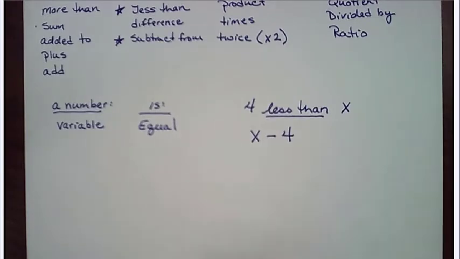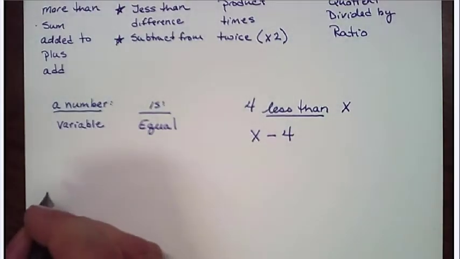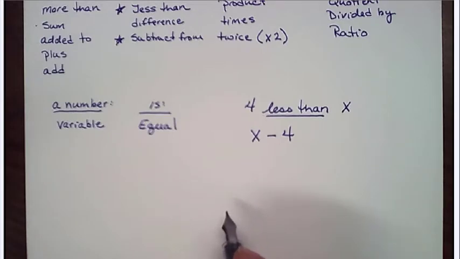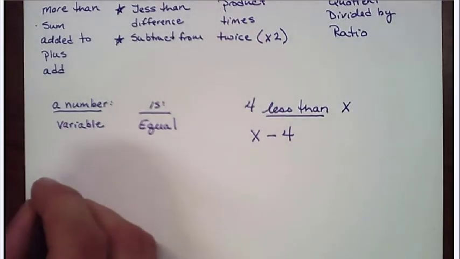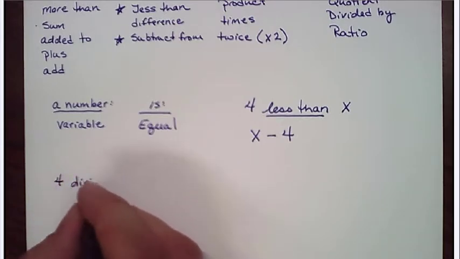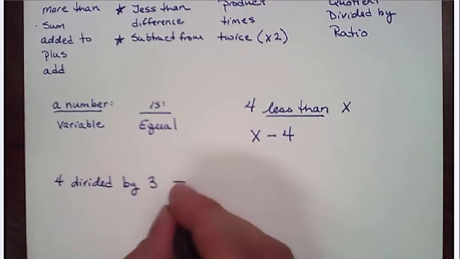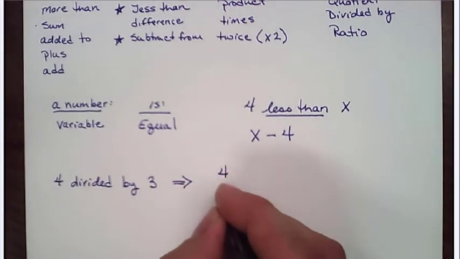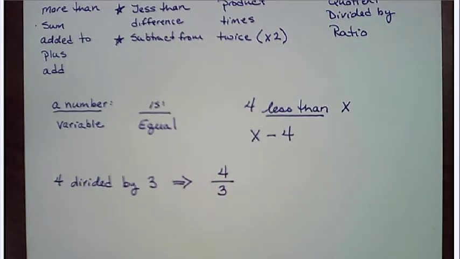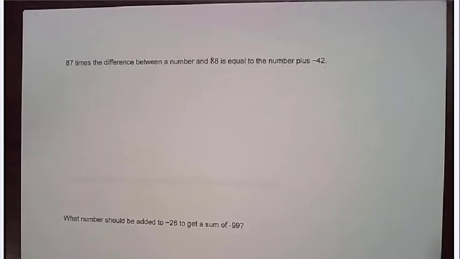Now, I will also say this. Traditionally, whenever you read something from left to right, if the number comes first, particularly with division, that number is your numerator. So, for example, if we had 4 divided by 3, well, that's going to translate to where 4 is in the numerator, 3 is in the denominator. Okay? So let's go ahead and start working a few problems. I'll get this one done real quick.